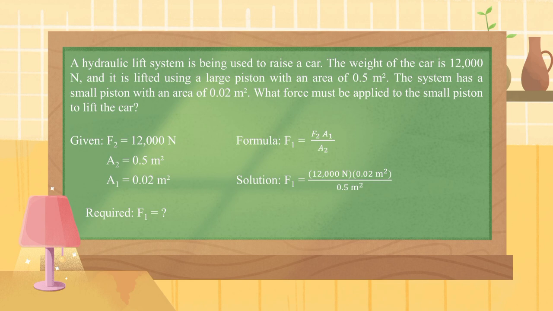So after calculation, we have the value of F1, which is 480 newtons. So therefore, the force that must be applied to the small piston to lift the car is 480 newtons. And that is how you calculate forces and areas using Pascal's principle.